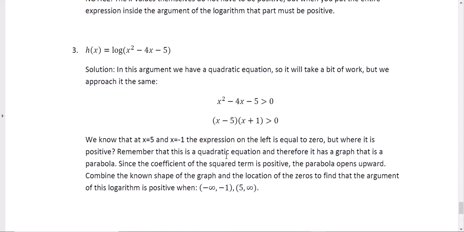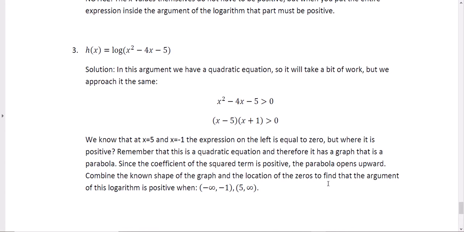Where is this positive? Remember that it's a quadratic, right? And it has a graph that's a parabola. Since the coefficient of the squared term is a positive 1, we know the parabola opens upward. So we know that as x goes to negative infinity, the graph goes up, and as x goes to positive infinity, the graph goes up. Combine the known shape of the graph and the location of the zeros at negative 1 and 5 to find that the argument of the logarithm, this quadratic, is positive on the outsides. So negative infinity to negative 1, and then again from 5 to infinity.